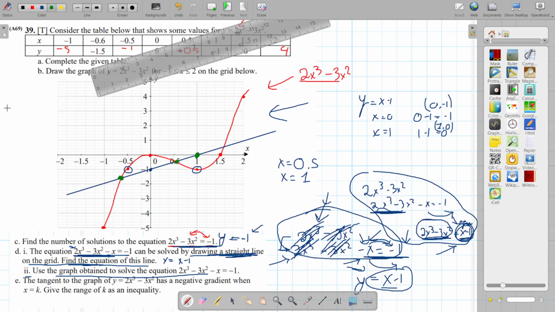So your answer will look like this: 2x cubed minus 3x squared minus x equals negative 1 when x equals, you take the intersection points. Here it is approximately negative 0.6. Here it's about, again, positive 0.6. Here it's 1. So we got three solutions because it's three intersection points.